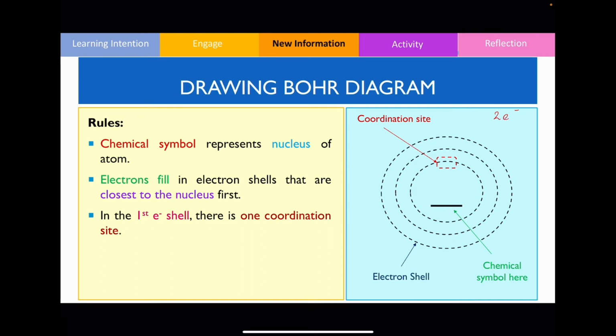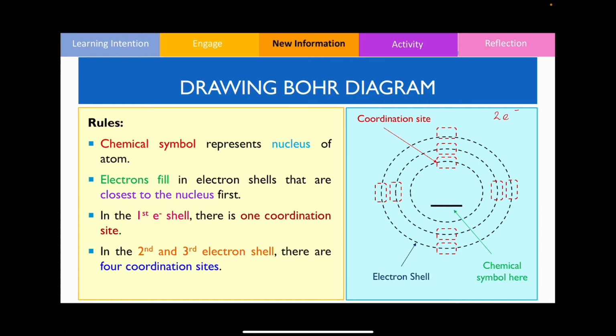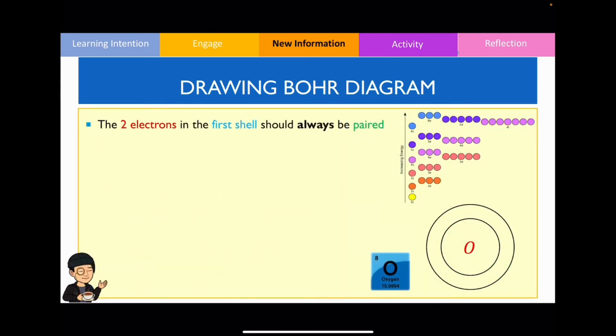In contrast, the second and third electron shells have 4 coordination sites each, as shown over here. Remember, again, each coordination site can hold up to 2 electrons, so as you can see, the second shell and the third shell can hold up to 8 electrons in total. Please note that the first 2 electrons in the first shell should always be paired when you draw them.